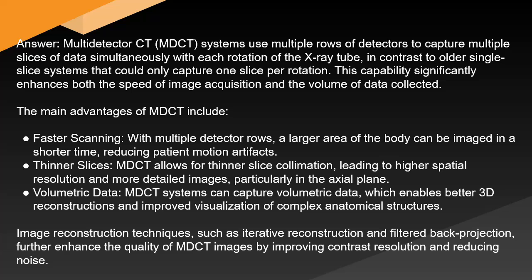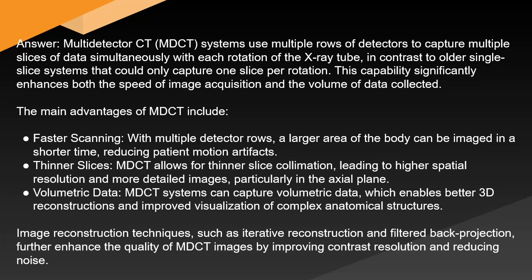The main advantages of MD-CT include faster scanning. With multiple detector rows, a larger area of the body can be imaged in a shorter time, reducing patient motion artifacts. Thinner slices. MD-CT allows for thinner slice collimation, leading to higher spatial resolution and more detailed images, particularly in the axial plane. Volumetric data. MD-CT systems can capture volumetric data, which enables better 3D reconstructions and improved visualization of complex anatomical structures.